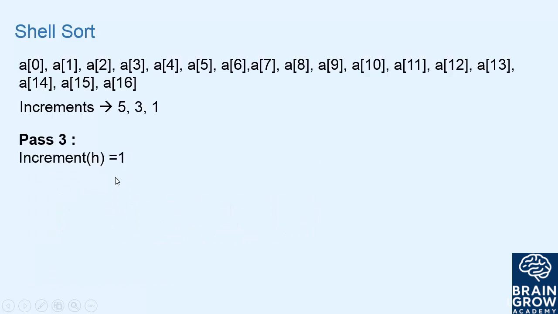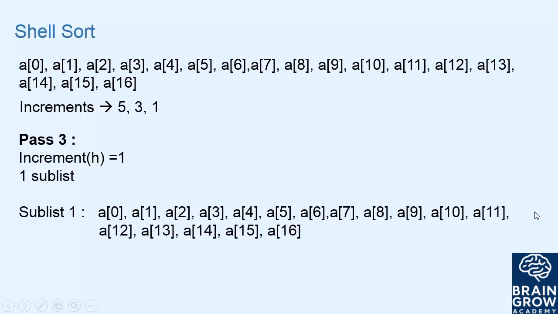Now in pass 3, increment is 1, so we'll make only one sublist and that will contain all the elements of the array. Now this sublist will be sorted using insertion sort. So after the last pass, we'll get a sorted array.